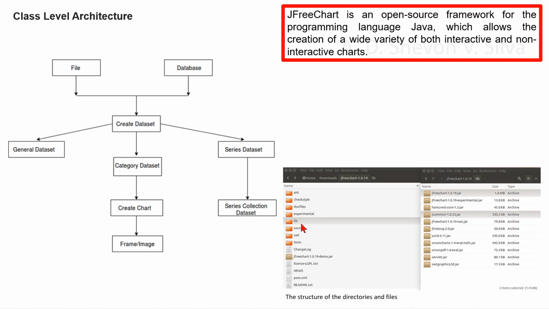Lib, a directory containing the JFreeChart jar file and other libraries used by JFreeChart. Source, a directory containing the source code for JFreeChart. SWT, a directory containing the source code for the experimental SWT code. Please note that the API for these classes is subject to change. Tests, a directory containing the source code for the JFreeChart unit tests.